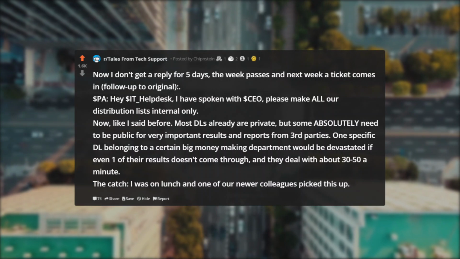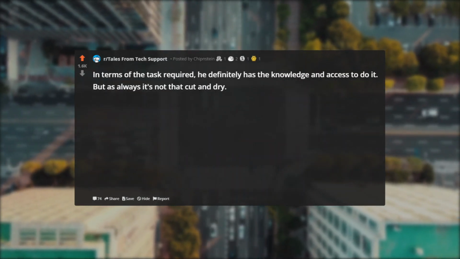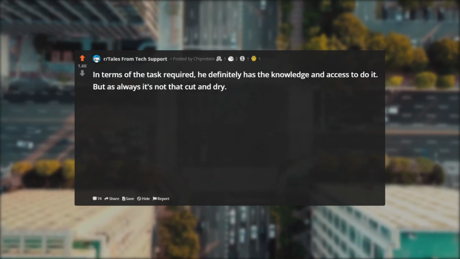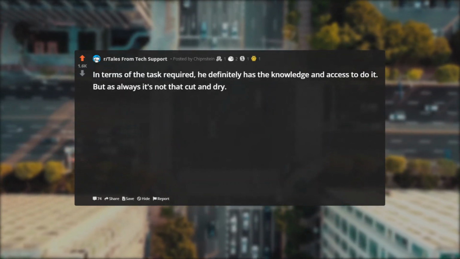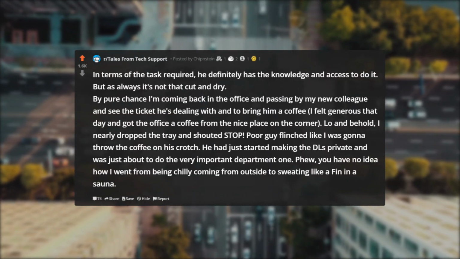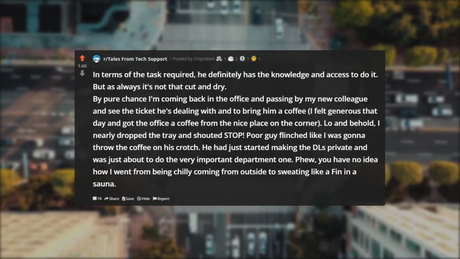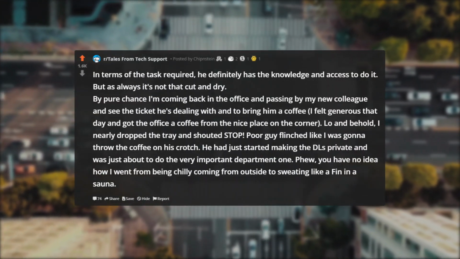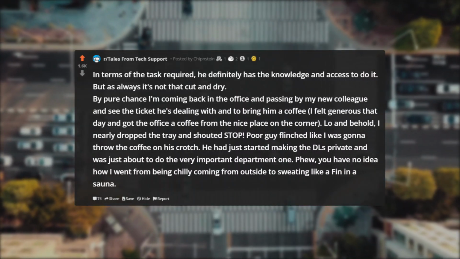The catch, I was on lunch and one of our newer colleagues picked this up. In terms of the task required, he definitely has the knowledge and access to do it. But as always, it's not that cut and dry. By pure chance, I'm coming back in the office and passing by my new colleague and see the ticket he's dealing with, and to bring him a coffee. I felt generous that day and got the office a coffee from the nice place on the corner.